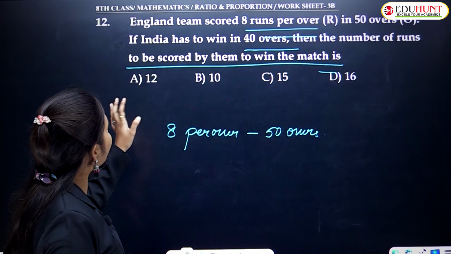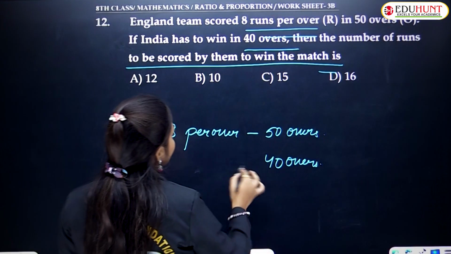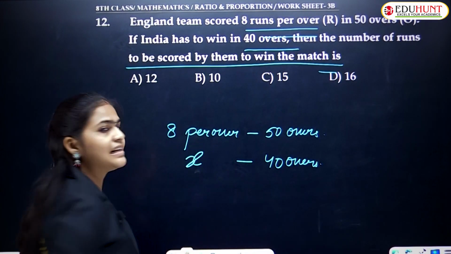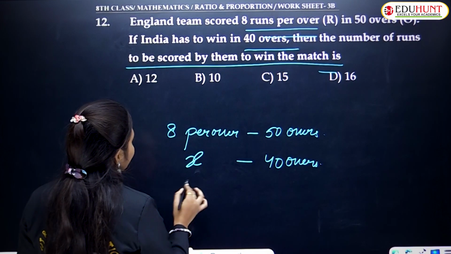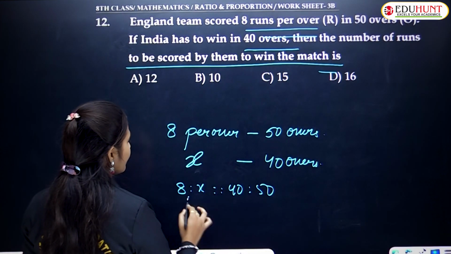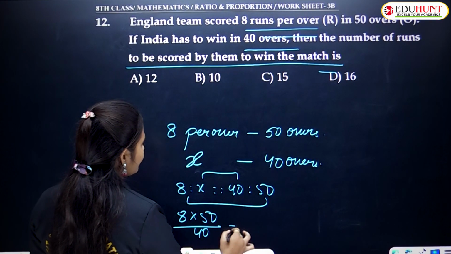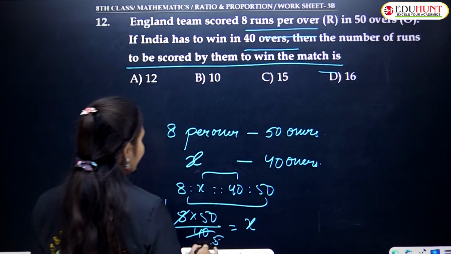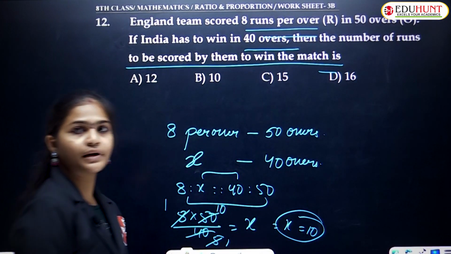In the same way, if India has to win in 40 overs, then each over is having how many runs they did. That's what they're asking here. So take that inverse proportion. 8 is to x as 40 is to 50. So here 8 into 50 by 40 is equal to x. 8 ones are 8, 8 5s are 40. Clear? 5 ones are 5, 5 tens are 50. x is equal to 10.